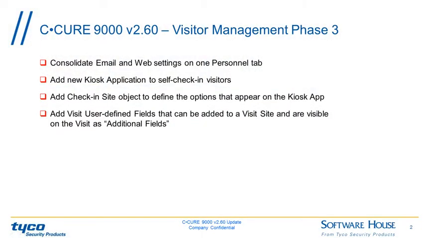So the first thing we're going to talk about in part 3 is the enhancements to visitor management. It's being called phase 3 internally. So there's a couple of things going on here. One is that they're consolidating the email and web settings on one tab in Personnel. And I've shown you that already, but we'll go back over it again.